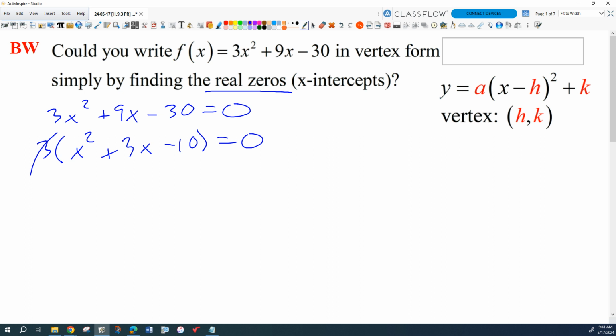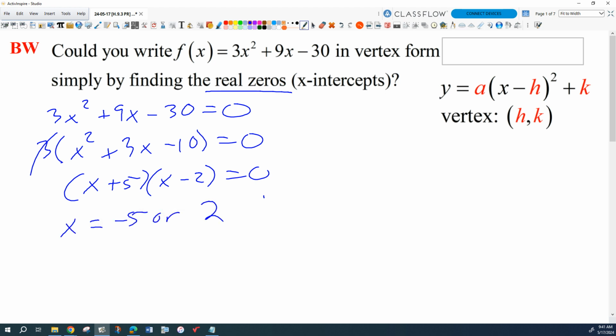Then what'd you do? Find the magic numbers. Good. We factored it. x plus 5, x minus 2. So my solutions were -5 or +2, right? Those are my zeros. Okay, so real zeros are x-intercepts, right? So our goal is we want to find the values of h and k. We already know what a is, it's 3.